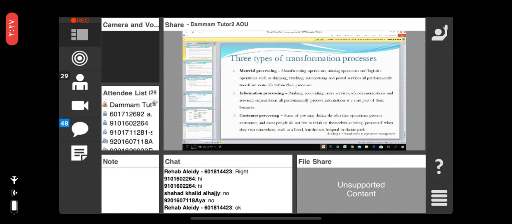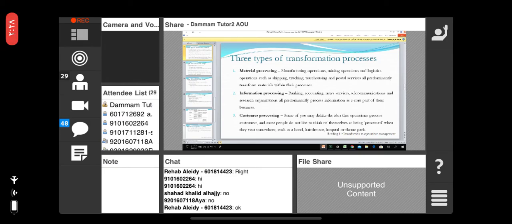Of course, we have two factors if you are an operation manager. You need to make sure of the factors we call the transformation process. The second factor is transformational change. Okay, you make sure if you are an operation manager.